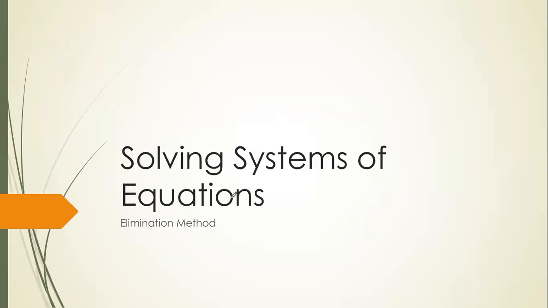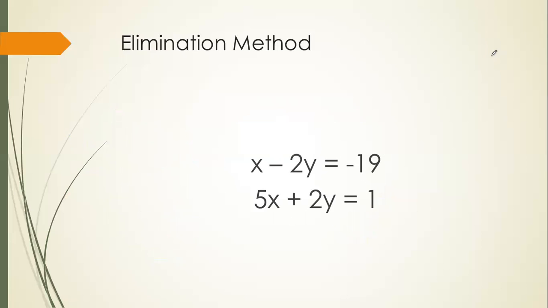The feedback from yesterday, the students like this method better than the substitution method. So if you were titling your notes, you would label this elimination method. All right, write these two equations down. This lesson today will be shorter than the one for substitution, so hopefully you'll have plenty of time left at the end of class. So write these two equations down and write them on top of each other just like I have here. So x minus 2y equals negative 19 and 5x plus 2y equals 1.